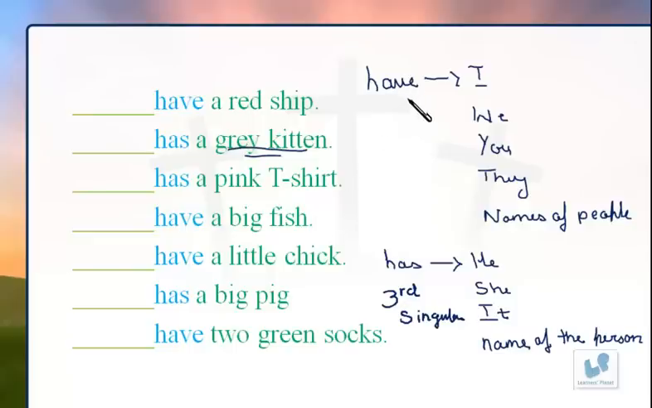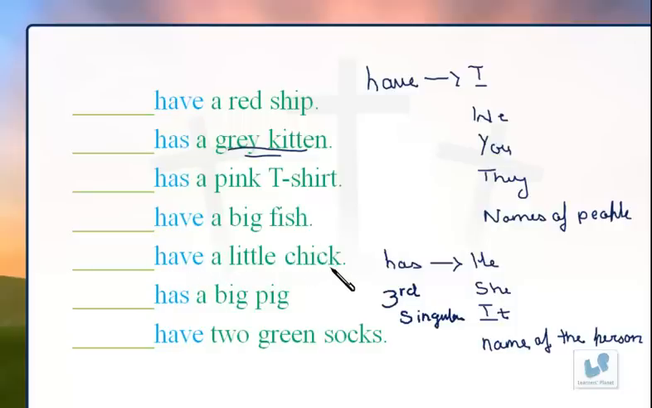Okay, children? So the next one is dash have a big fish. Now let us see what all can fit there. I have a big fish. We have a big fish. You have a big fish. They have a big fish. And names of people like Harry and Nile have a big fish. Okay, children?